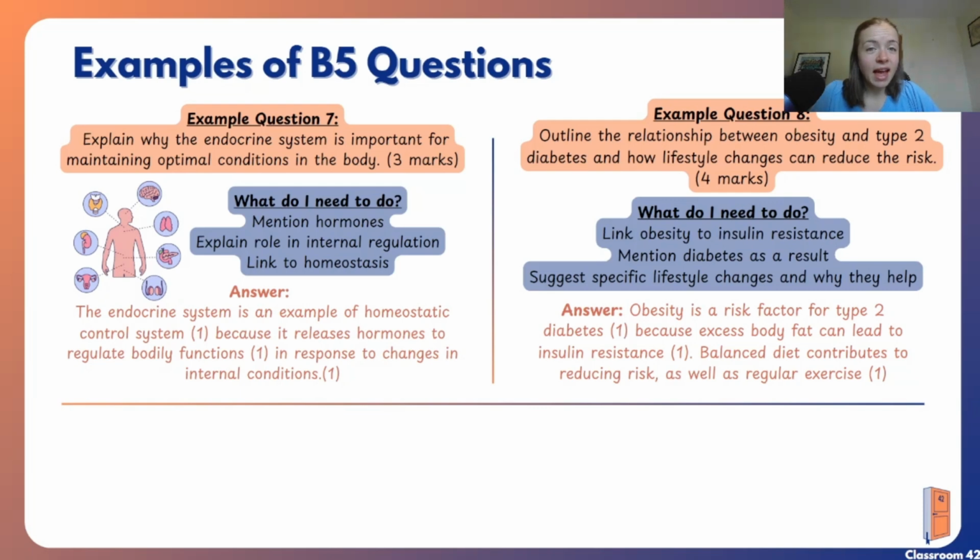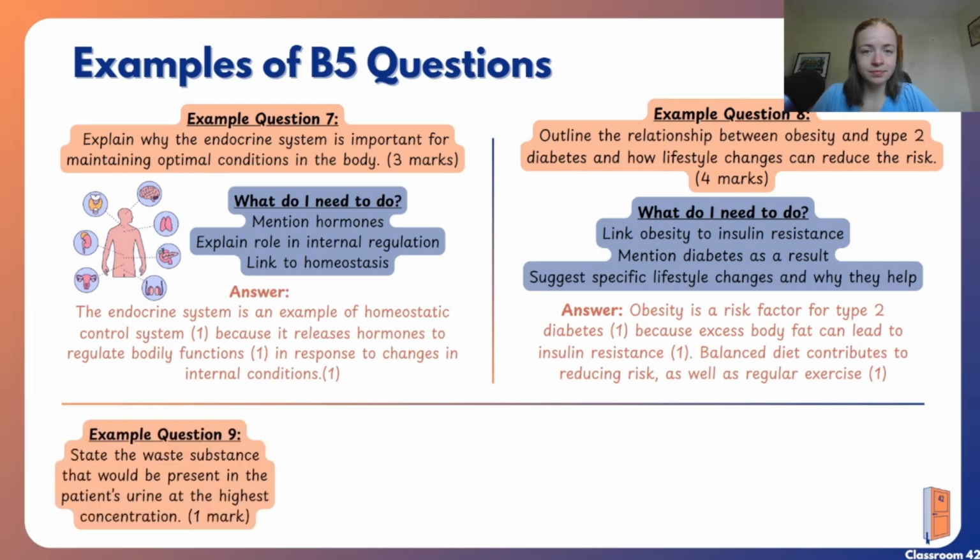So firstly, outlining that relationship, obesity is a risk factor for type 2 diabetes. So risk factor is important there because excess body fat can lead to insulin resistance. So we're explaining how that link is made. And then a balanced diet contributes to reducing risk as well as exercise. And balanced diet and regular exercise there would, in this scenario, be 1 mark each, giving us a 4-mark answer.